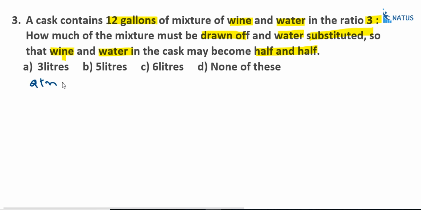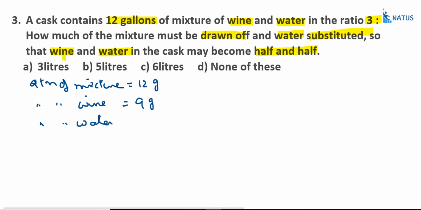So, quantity of mixture is equal to 12 gallons. In this 12 gallons, wine and water are in the ratio 3:1. What is the sum? That is equal to 4. If you divide this number in the ratio 3:1, 3 parts belong to wine and 1 part belongs to water, right? Now, quantity of wine is equal to 12 into 3 by 4, that is equal to 9 gallons. Next, quantity of water is equal to 3 gallons, right?